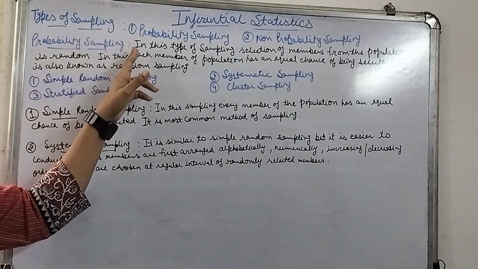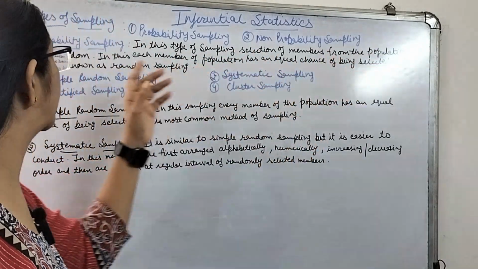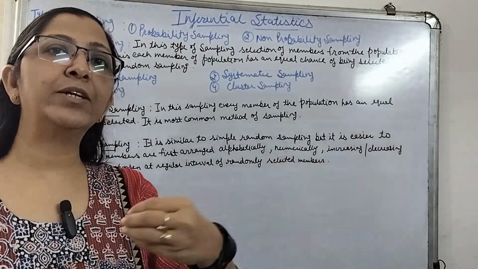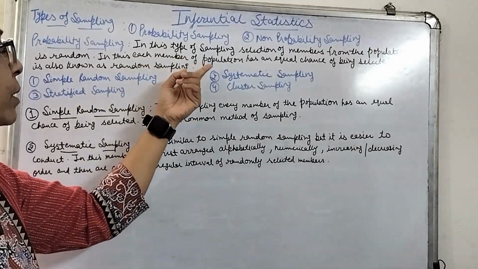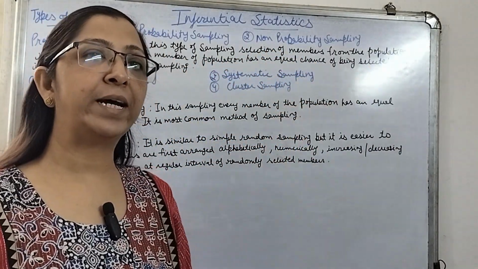Probability sampling is the type of sampling in which the selection of members from the population is random. That means whatever the population is, we randomly select the members for the sample. In this, each member of the population has an equal chance of being selected. There is no bias.